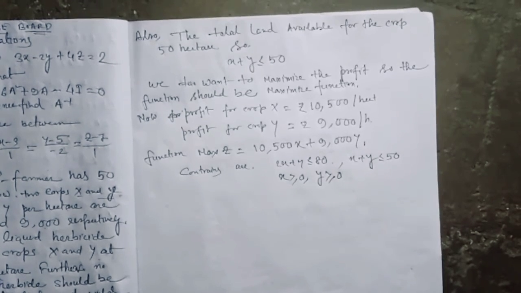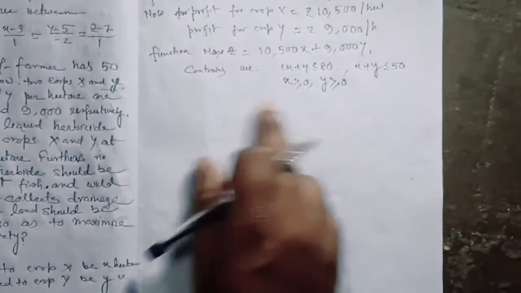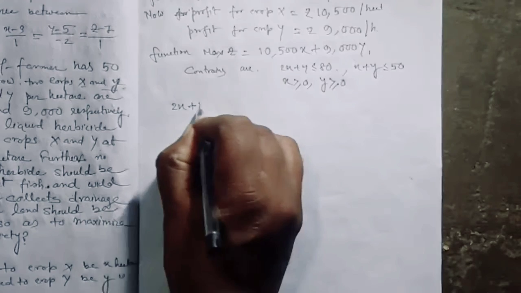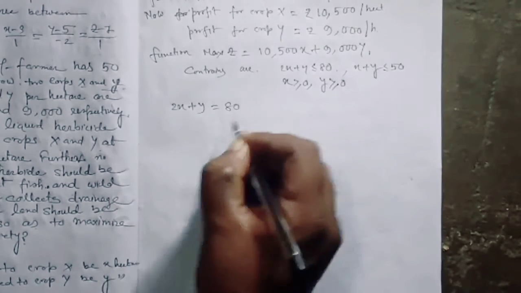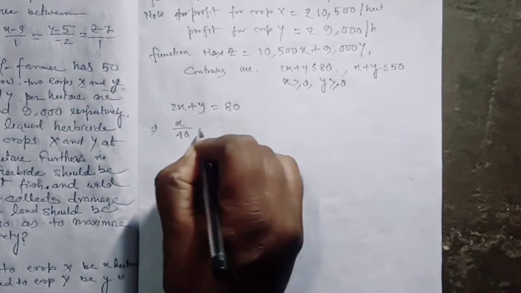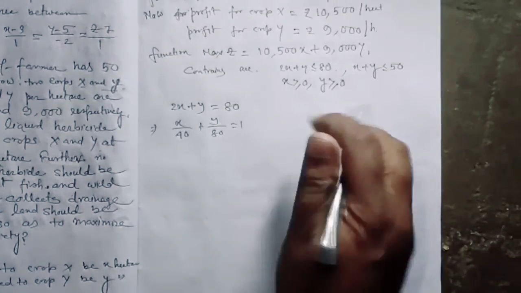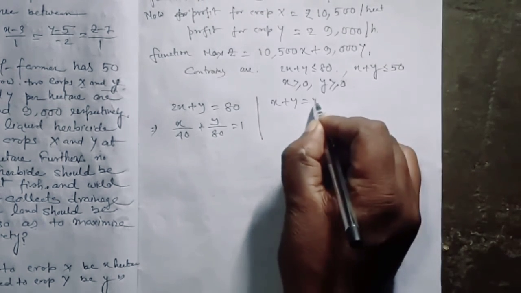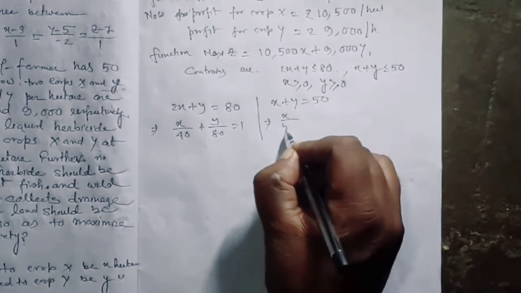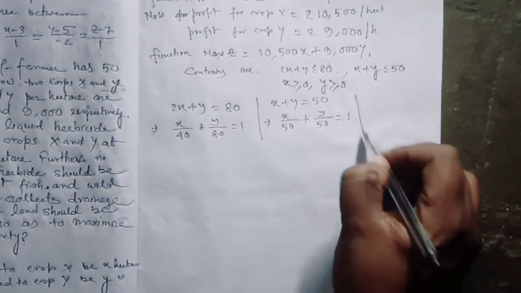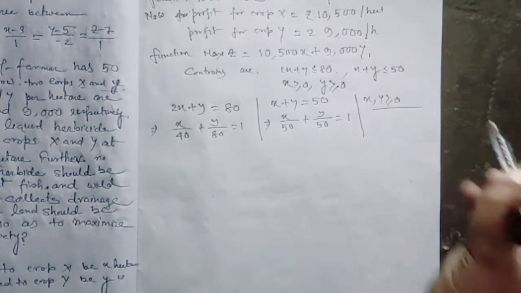Now first we are taking this: 2x plus y equals 80. That means x by 40 plus y by 80 equals 1. Next I am taking this x plus y equals 50, implying x by 50 plus y by 50 equals 1. x, y both greater than or equal to 0.